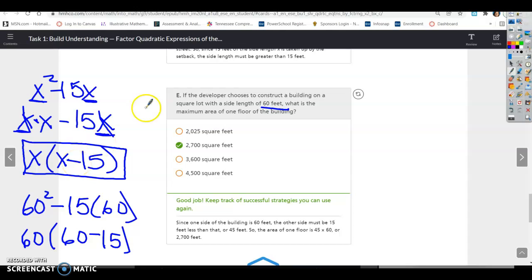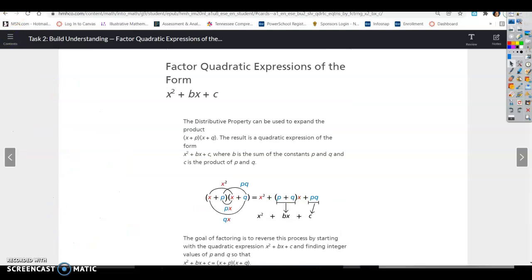So it doesn't matter if you use standard form or factored form when you are substituting a number in to find the area. All right, that's all for task 1. If you have any questions, let me know. Lesson 17.2, task 2. Factor quadratic expressions of the form x squared plus bx plus c.